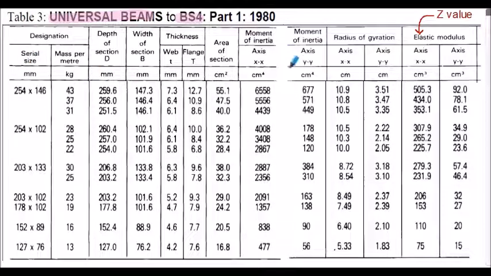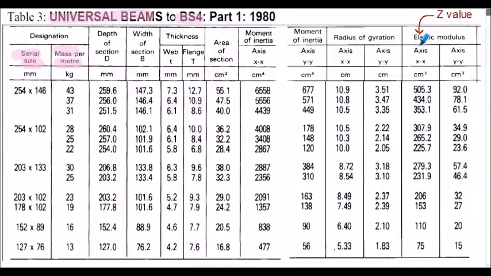So from this extract, on the left-hand side, I have what are termed serial sizes of beams and also the mass per meter of the respective beams. That's how we designate a beam. If we were to buy a beam, we would state the serial size and the appropriate mass per meter.